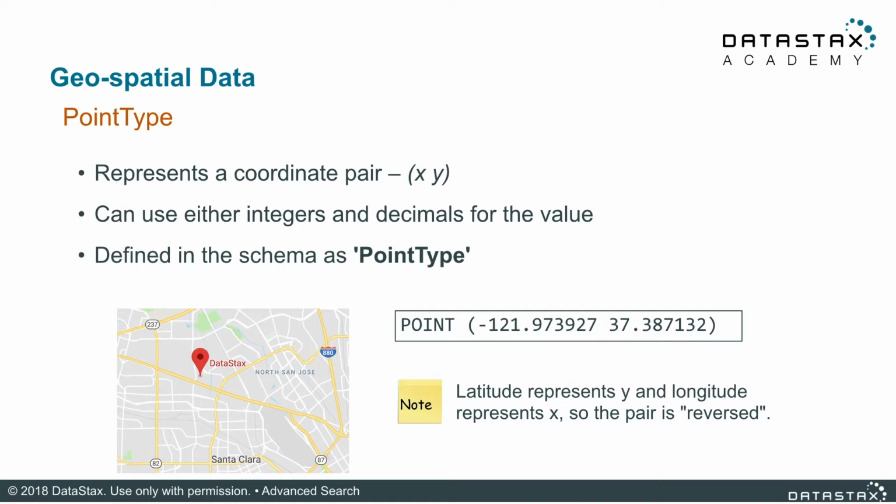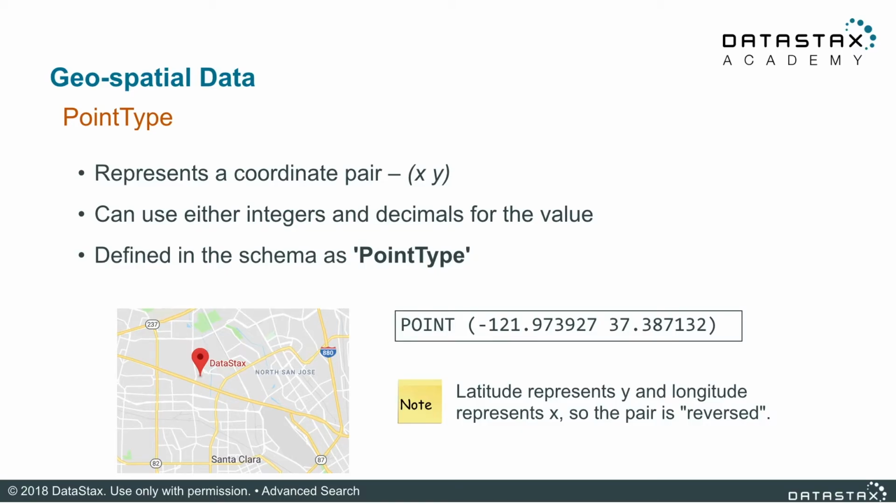Depending on the coordinate space used to describe the point, the values for the coordinate pair can be described as an integer or as a decimal, and DSE allows for both to be stored. When working with the point type within CQL, you work with the point type as a string, which starts off with the word point, and then contains the coordinate pair enclosed in parens, as shown in the example here.